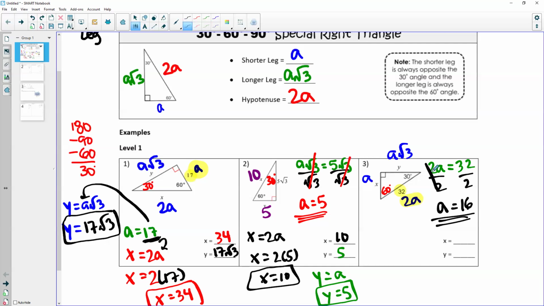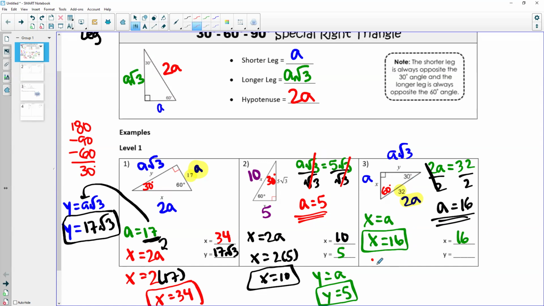Well, if a equals 16, now I can find the values of x and y. Let's start with x because that one should be the most straightforward. X is simply equal to a. So if x is equal to a, we found out that a is 16, so that tells us x is just equal to 16. So x is equal to 16.